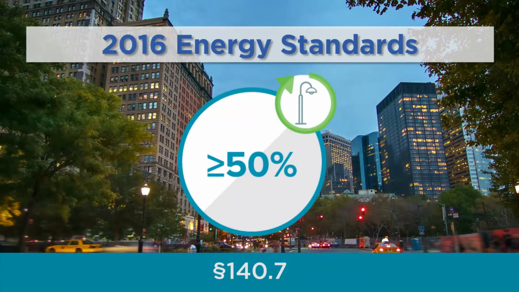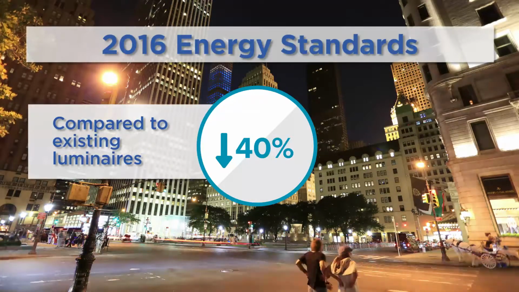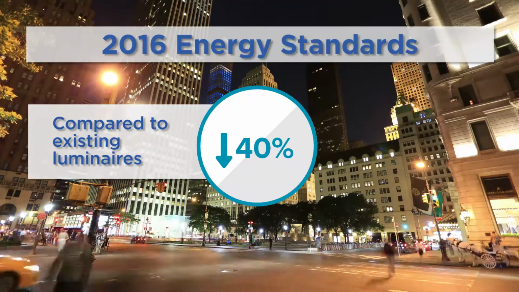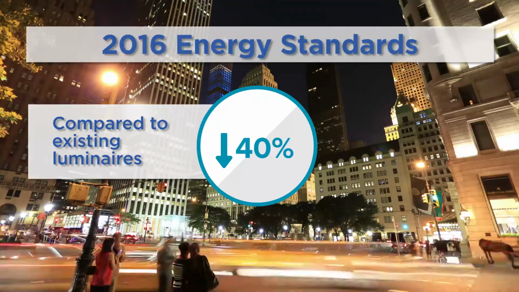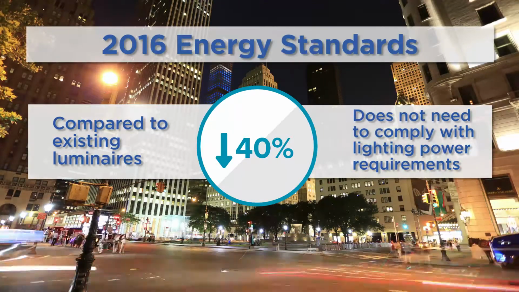As with the 2013 Energy Standards, when 50% or more luminaires for a specific application are being replaced, the project must comply with lighting power and other requirements contained in Section 140.7. This is the same for the new standards, but an exception states that if replacement luminaires have at least 40% lower power consumption, the alteration is not required to comply with the lighting power requirements in Section 140.7.